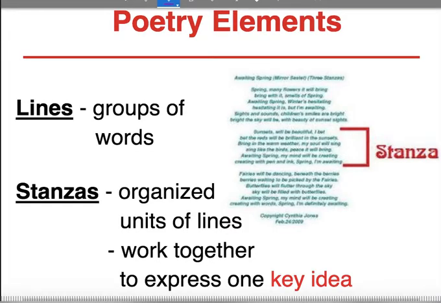So some elements of poetry, we're actually looking at a poem. So lines in a poem are just a group of words. They're just the individual lines, like that one first line, second line, whereas a stanza is an organized unit of lines. They work together to express one key idea. So one chunk of a poem is a stanza, just like it's written here.